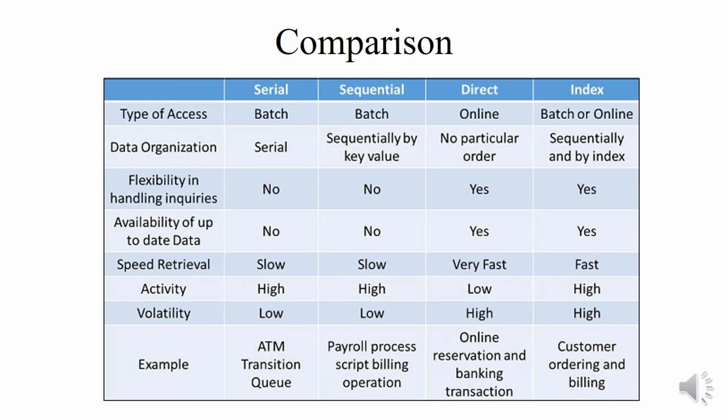When we talk about activity, there is high activity for serial and sequential, low for direct, and high for indexed. When we talk about volatility, serial and sequential are low, while direct and indexed are high. For example, serial is an ATM transaction queue, sequential is payroll processing and billing operations, direct is online reservation and banking transactions, and indexed is customer ordering and billing.